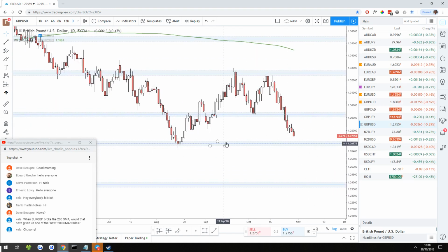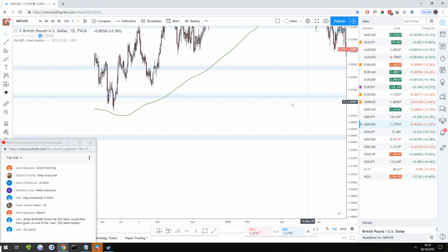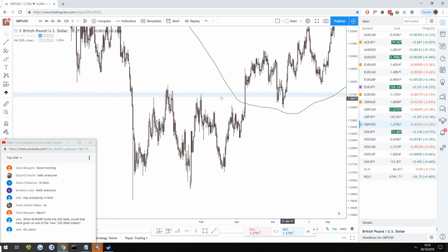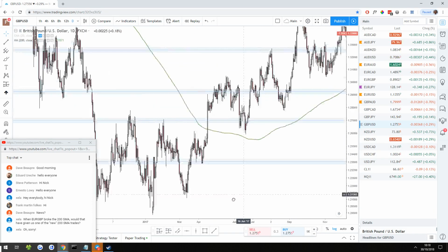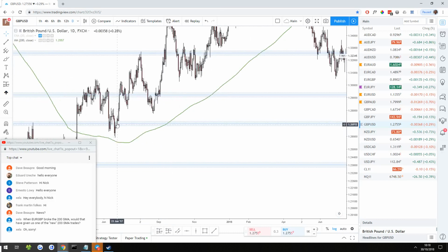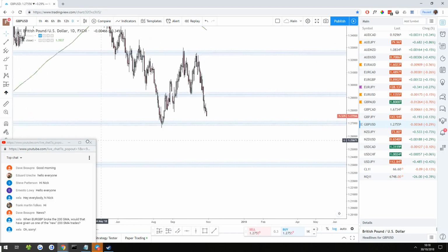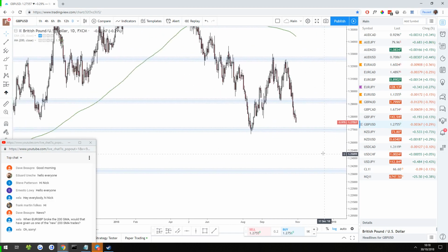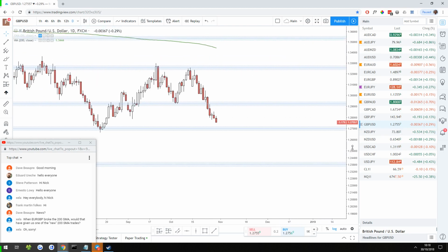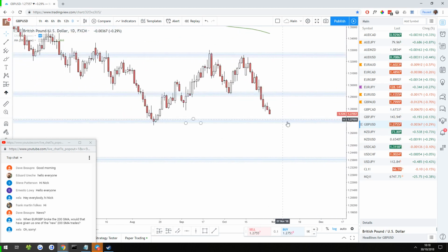GBPUSD, this one's also headed down to major support, really close to that support area. This is the support area. Last time it was down here was, same as EURUSD, the end of June 2017. So this is a major low that price is heading towards on GBPUSD. Let's keep a very close eye on this low.